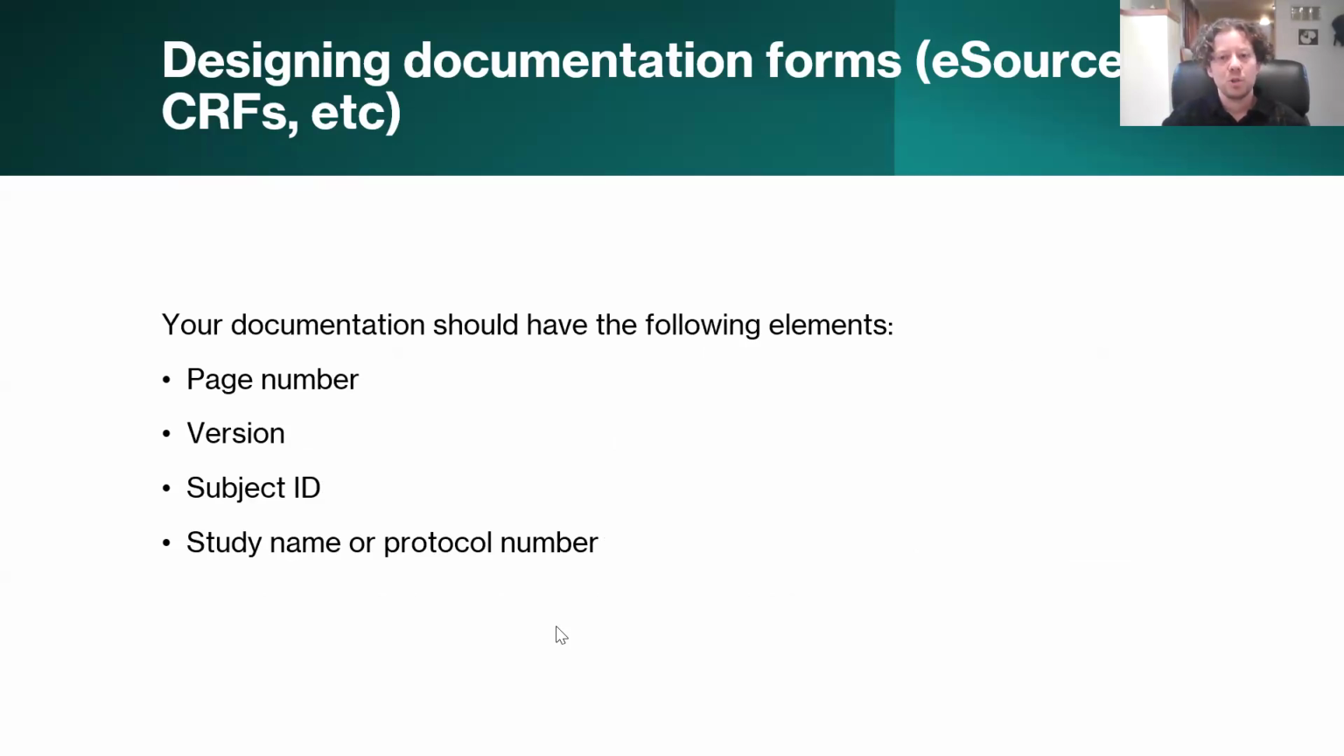And of course, any of your source documentation should contain the following elements. You should have a page number. It should have a version. There should be a spot to list the subject ID and also a spot for the study name or protocol number.